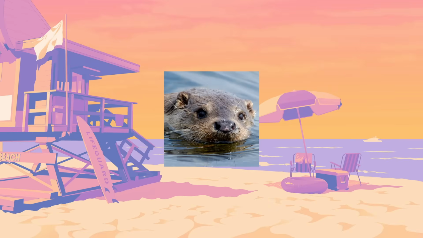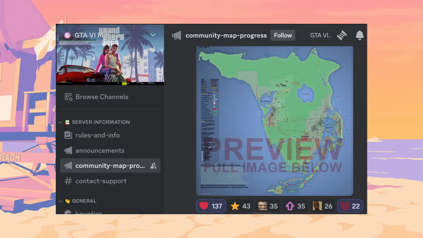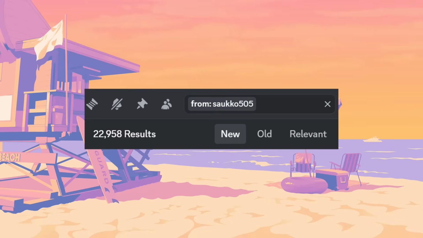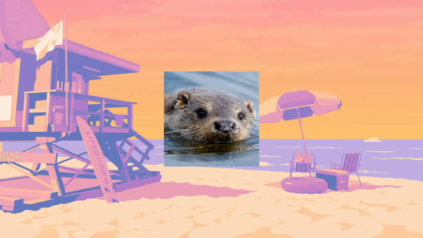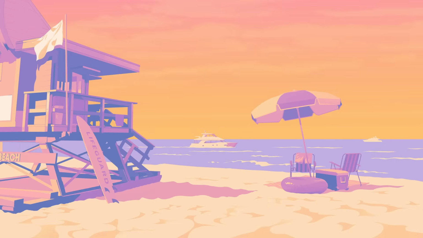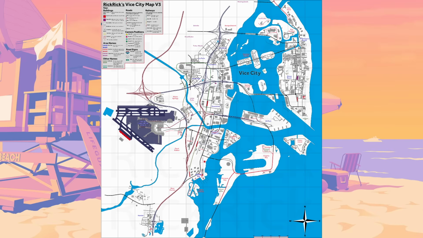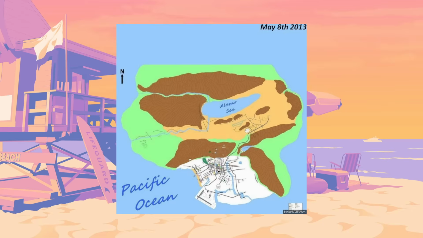My name is Saukko and I'm a member of the GTA 6 mapping community, and I have contributed heavily in mapping parts of the GTA 6 map. I'm one of the people with most activity in the mapping server, and I'm also a moderator there, so I know very well what's happening within the community. But what do we really do in the server? And how we turn this into this? And how do we do it accurately so that we don't end up with something like this?